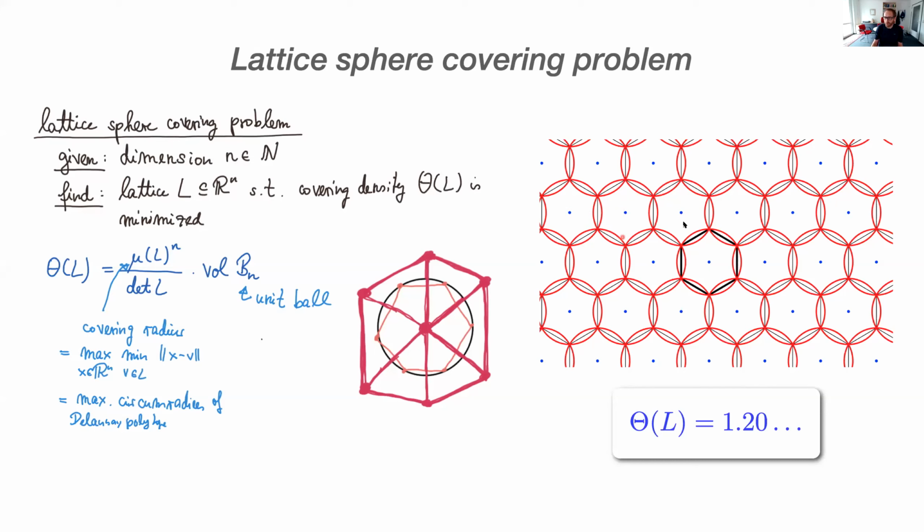And for example, in dimension 2 for the hexagonal lattice in this setting, the value is 1.2. So a random point in R^2 is covered by 1.2 spheres on average. And if you want to see a formula, it's like this. Theta of L, the covering density of L, is given as a fraction: mu of L to the power n, divided by the determinant of L times the volume of the unit ball. So mu of L is the covering radius of the lattice. That's the distance of a point which is furthest away from a lattice point. So that's exactly the radius I have to take so that the spheres centered at the lattice points just cover the space.